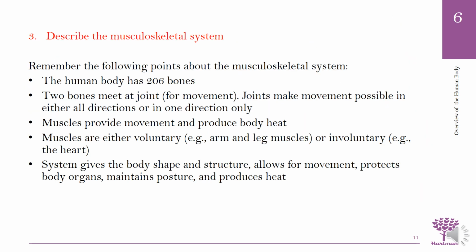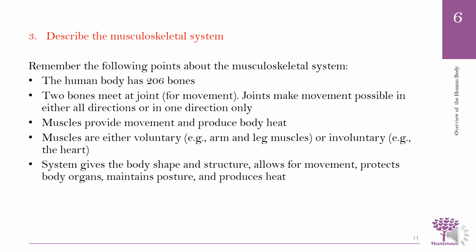So just going back, remember the following points about the musculoskeletal system. The adult human body has 206 bones. Small children and babies actually have more bones than adults. Where two bones meet is called a joint. Joints make movement possible in either all directions or one direction only, and sometimes in no directions. You also have areas where two bones meet that don't move at all. Those are called immovable joints.